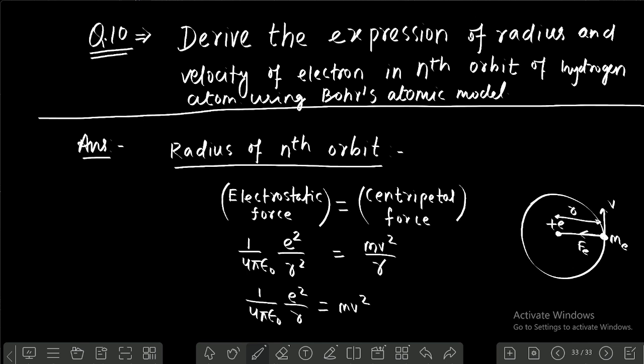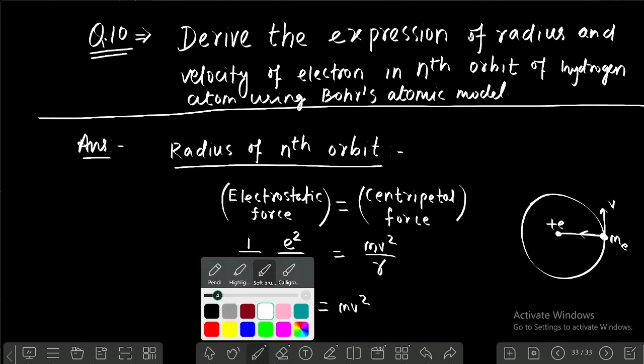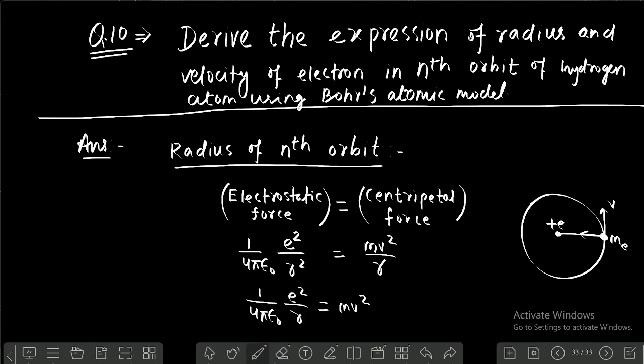All of you remember Bohr's second postulate. What does Bohr's second postulate say? mvr equal to nh by 2 pi. Yes or no? mvr equal to nh by 2 pi. So we'll use that and we'll try to find v square.